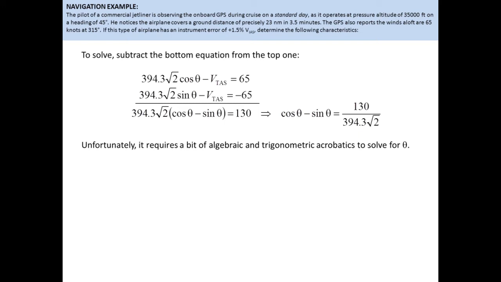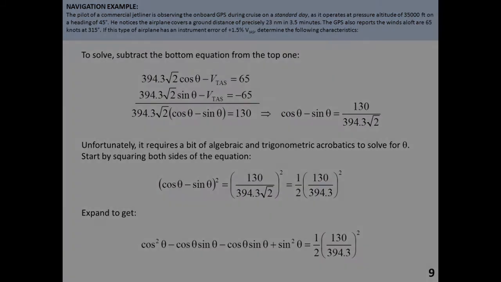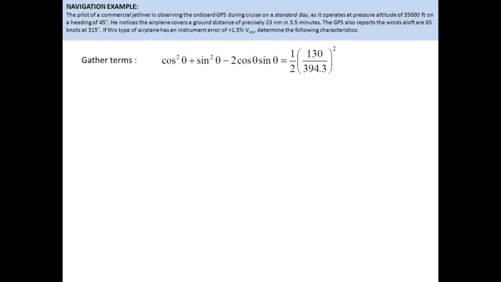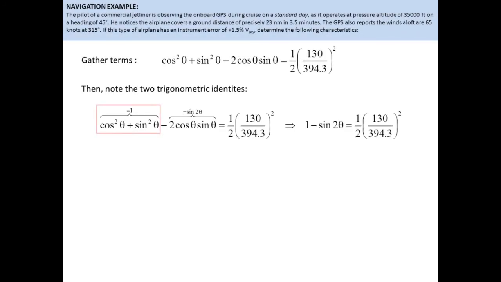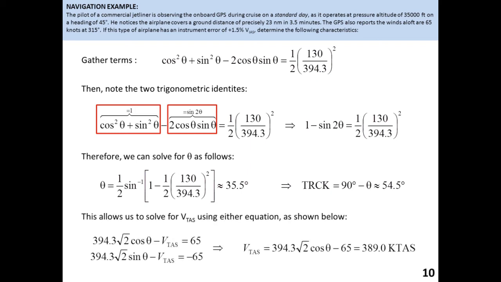Unfortunately, it requires a bit of algebraic and trigonometric acrobatics to solve for theta. Start by squaring both sides of the equation, expand to get, gather terms. Then note the two trigonometric identities. Use them to simplify the expression, making it possible to solve for theta as follows. So theta equals 35.5 degrees. Recall that this value assumes the mathematical representation. I will show shortly what this looks like in a schematic. This allows us to solve for VTAS using either equation, as shown below. Therefore, we have determined that the true airspeed amounts to 389 knots, KTAS.